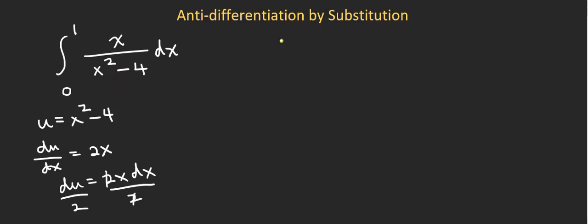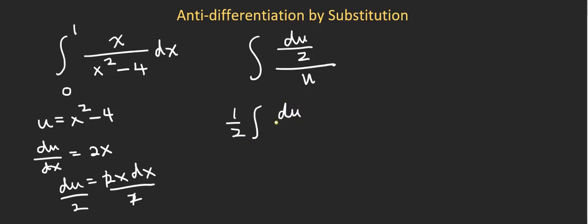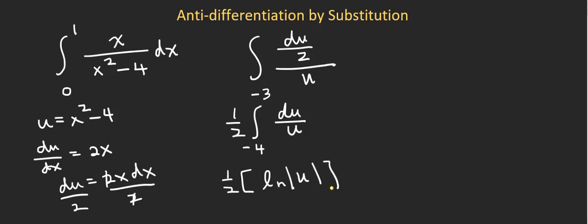So using substitution, you're going to get du over 2 over u. So you get 1 over 2 integral of du over u. Now we need to find the new lower and upper limits. Plug in 0, you get negative 4. Plug in 1, you get negative 3. So what is this? You get 1 over 2 natural log of the absolute value of u, from negative 4 to negative 3.